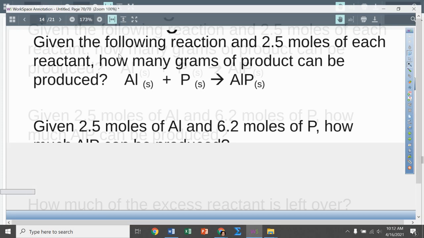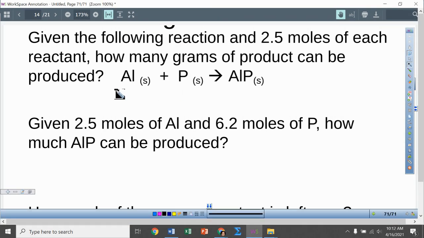All right, so given the following reaction and 2.5 moles of each, and I always write it down here, right? I figure out how many grams I need. If I had 2.5 moles of each reactant, then because it's 1-to-1, they both run out at the same time. So it really would not matter. I could take 2.5 moles of Al, and say 1 mole of aluminum is going to make 1 mole of aluminum phosphide, and do that calculation.